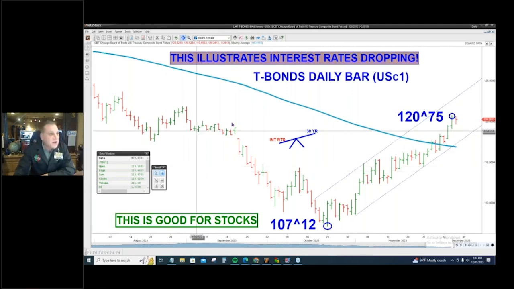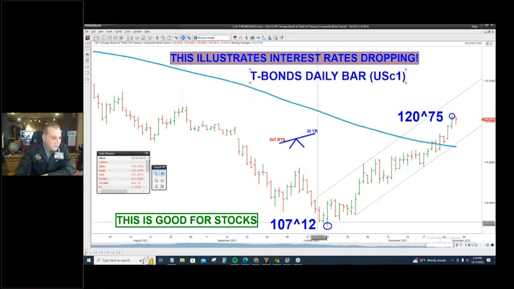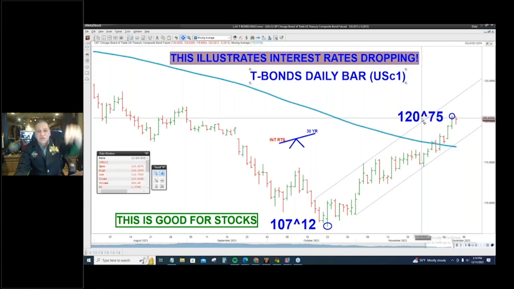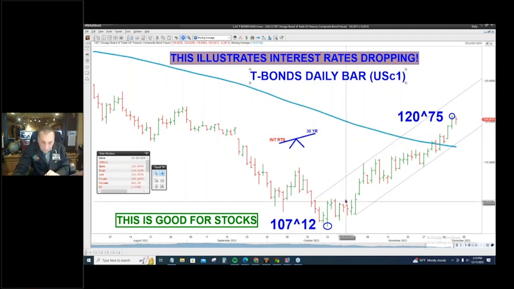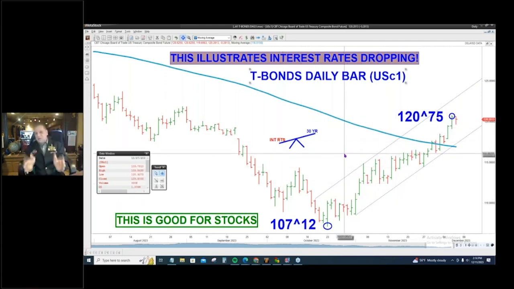You are looking at a 30-year bond chart. The 30-year bonds went all the way down to 107.12, yanking up interest rates to 5.5%, almost 6%. Since that day, we have rallied all the way to 120.75. You know what that means? Interest rates are going down. When bonds go up, see this little teeter-totter or seesaw, if you will, if you're at the playground, 30-year bonds going up, the chart going up means interest rates are dropping. So we've got a situation right now where interest rates are dropping, right?